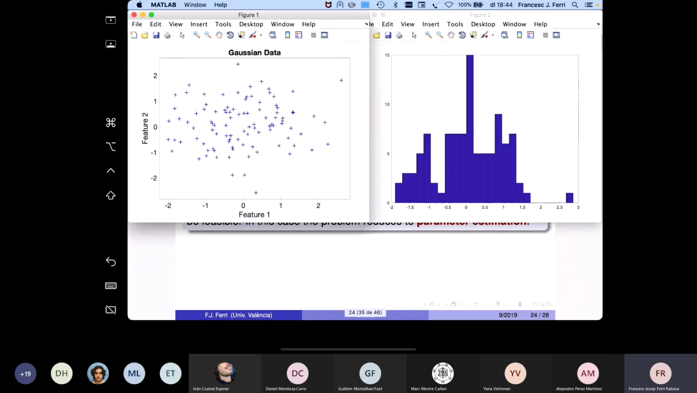Okay, this is a random sample of size 100 of a two-dimensional Gaussian. If you are curious, the covariance matrix of this example is the identity matrix. So the samples are distributed normally around 0. 0 is here, 0, 0, and the covariance matrix is the same for X and for Y.